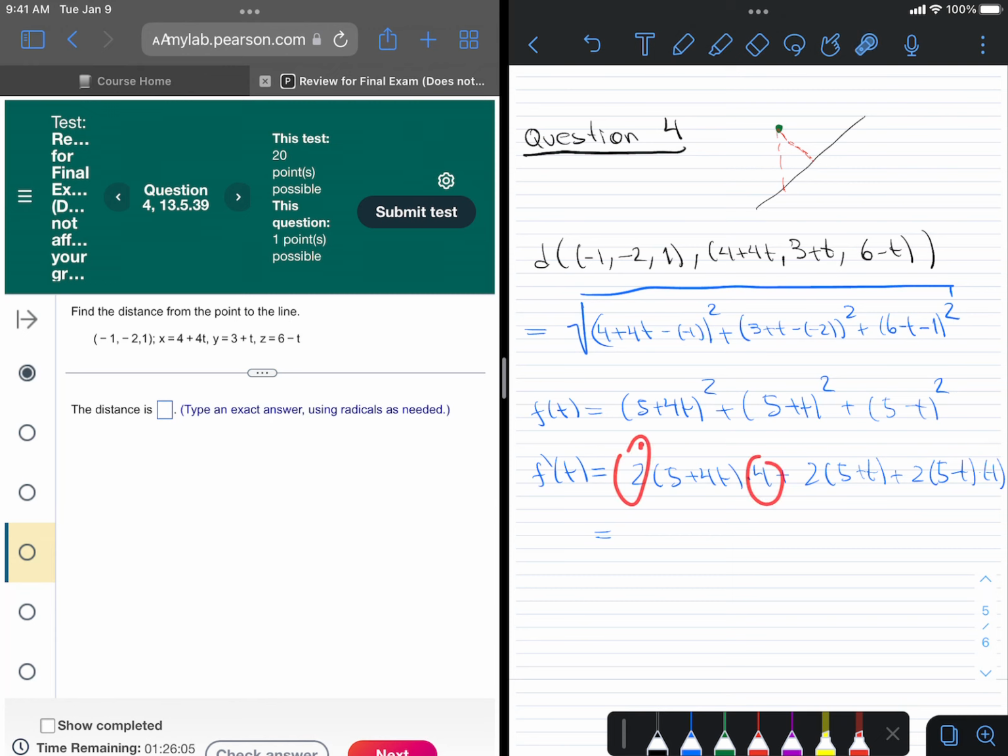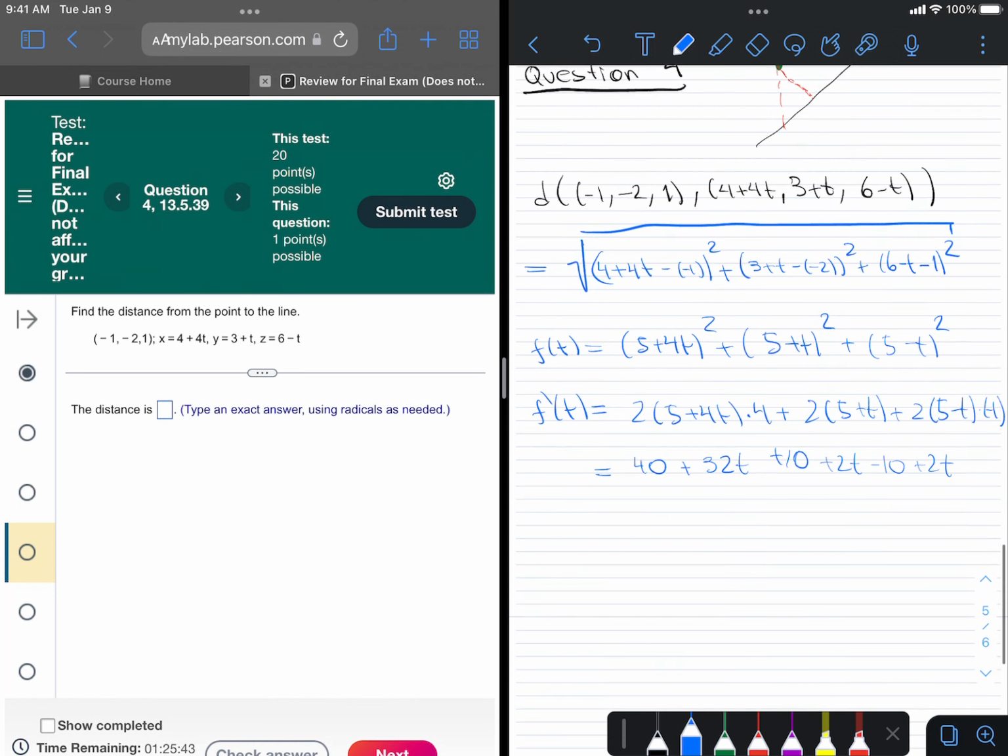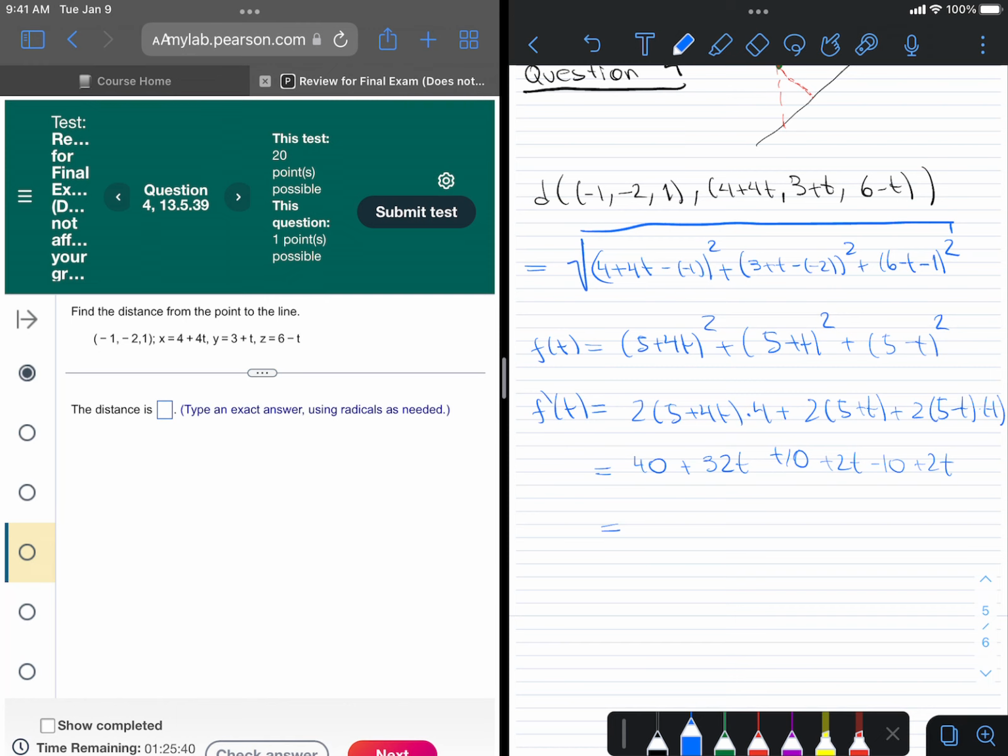So outside I have an 8 times this on the inside. It gives me 8 times 5, 40, 8 times 4, 32t, and then plus 10 plus 2t, and then a -2 here on the outside. That's going to give me a -10, and a -2 times t, that's a plus 2t. So grouping t's and independent terms together, there's 36t, and these cancel, plus 40.